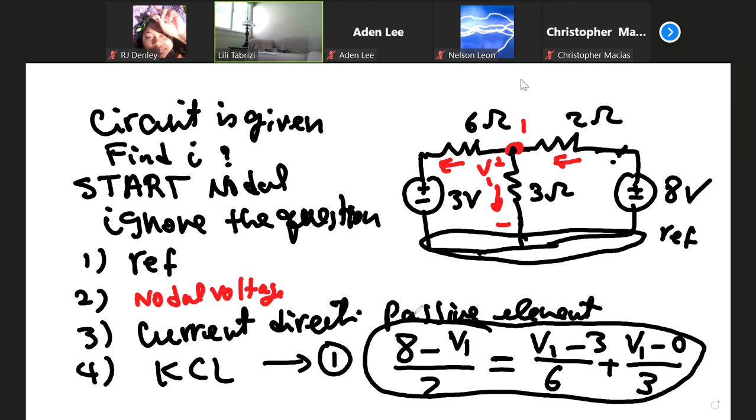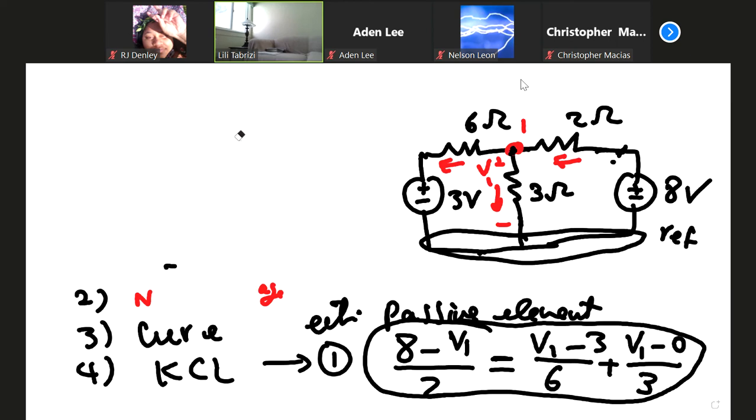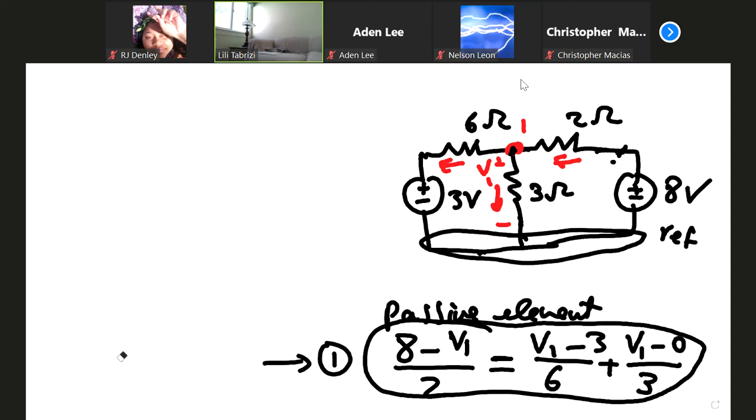One equation, one unknown. The next step is to solve this equation. Solving is the math part. How do you solve this equation? This is like a regular algebraic equation. You have only one equation, one unknown. How do you solve it? What do you suggest?